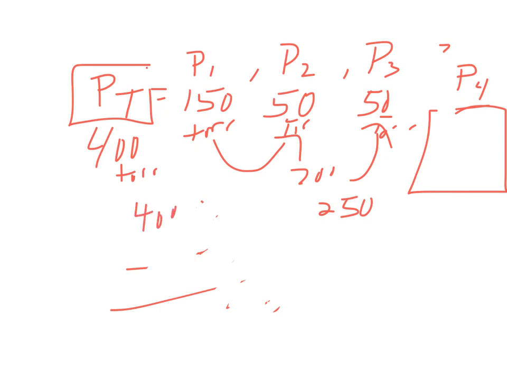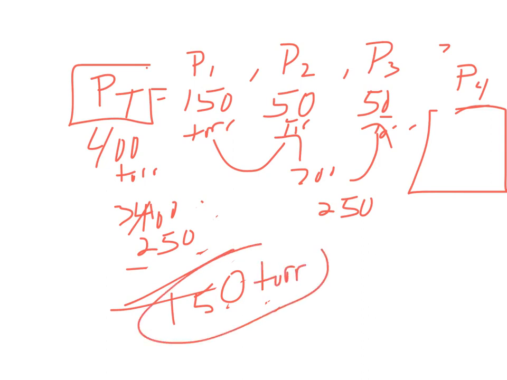The 400 minus the 250. And there's your 150 torr. This will be your fourth partial pressure. Okay, you see that? Yes? Okay, so we're all good?